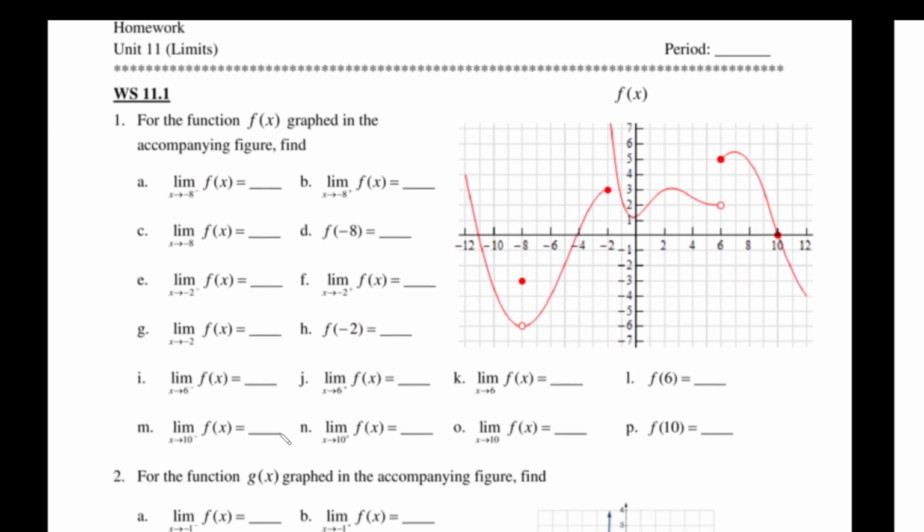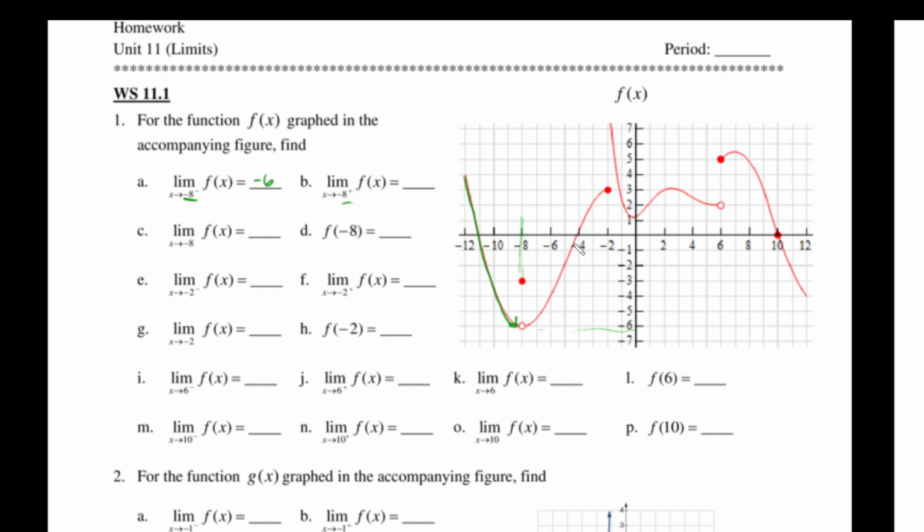Let's look at the first question. We'll just do the first couple. All right, we're looking at -8 to the negative side. Coming from the negative side, that's the left side, we're going to be approaching the y value of -6.